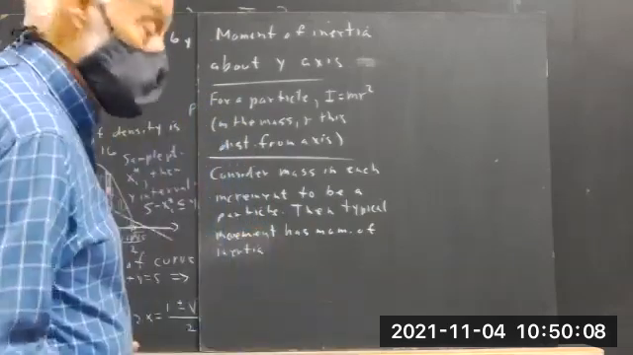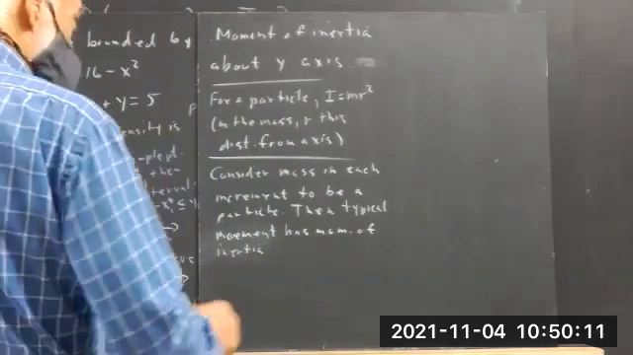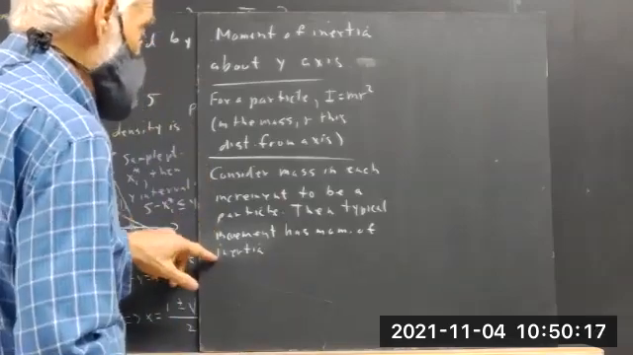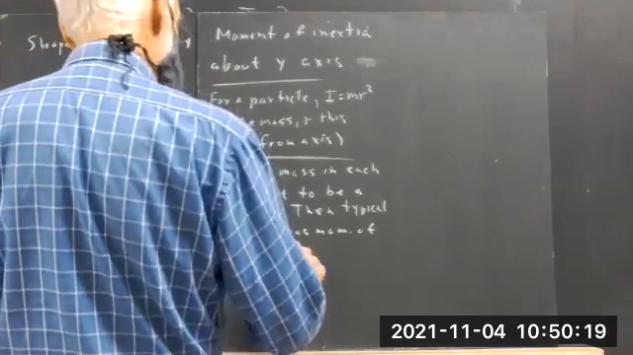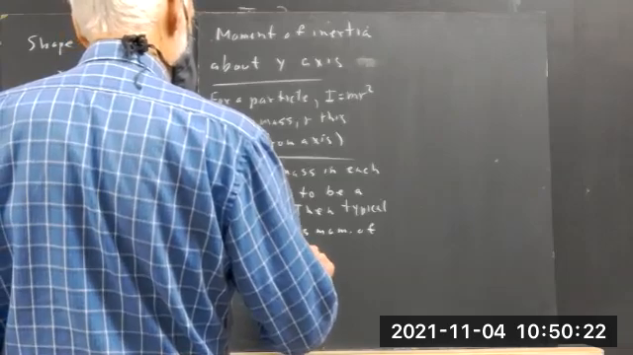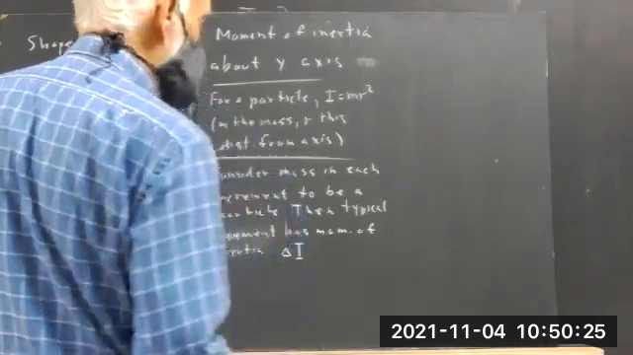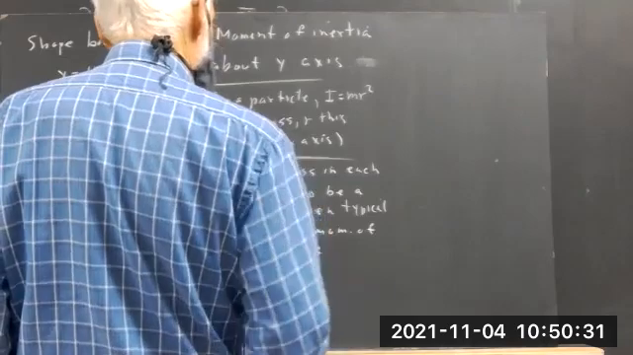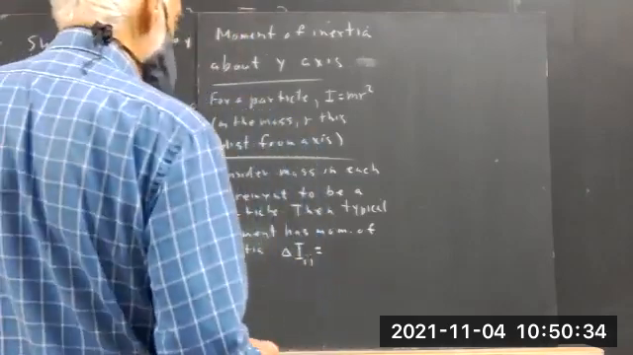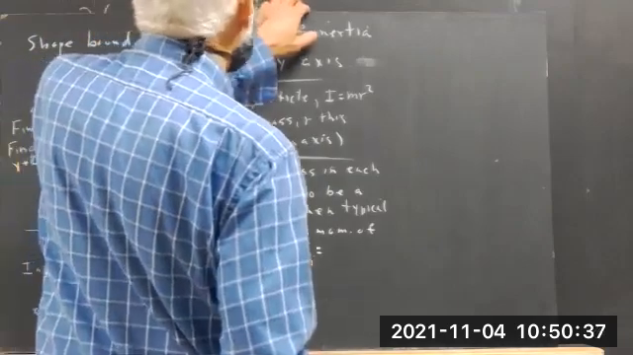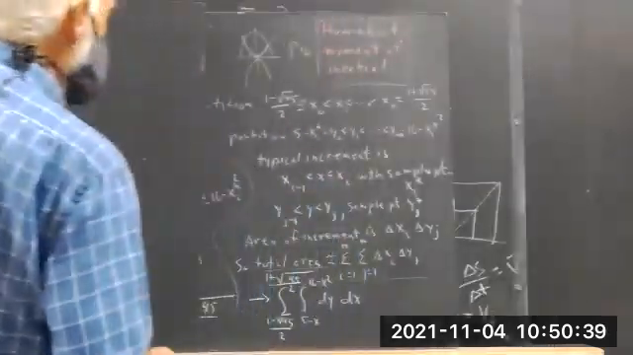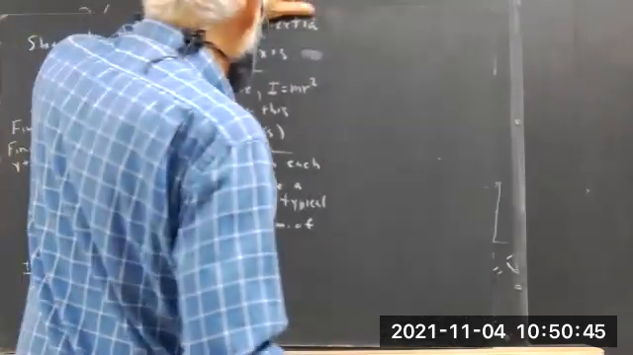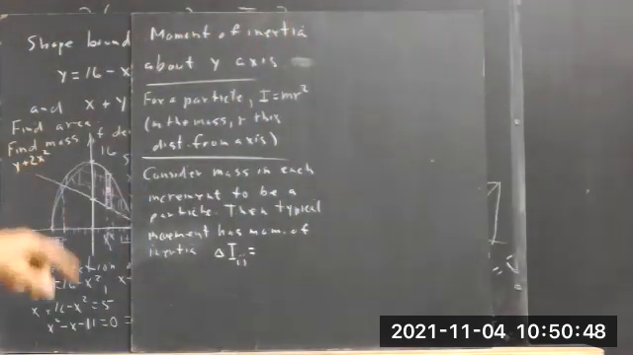You won't believe it, we're almost done. Except I'm not going to do an estimate. I'm not going to estimate all the arithmetic. The typical increment has moment of inertia. Now I'm going to write delta capital I for moment of inertia, sub ij, equal to, I've got the right expression, the density function.